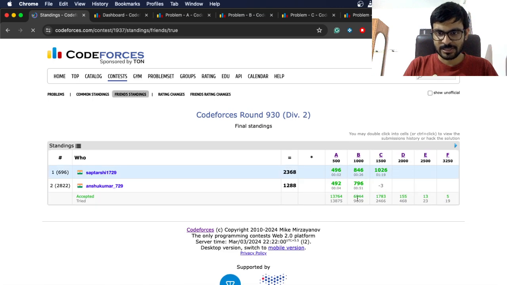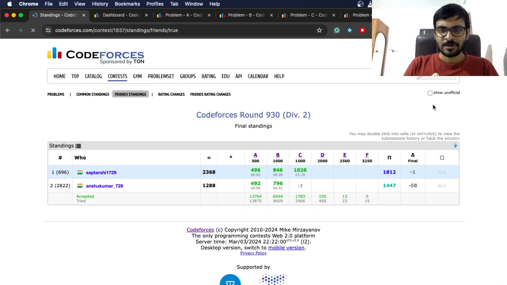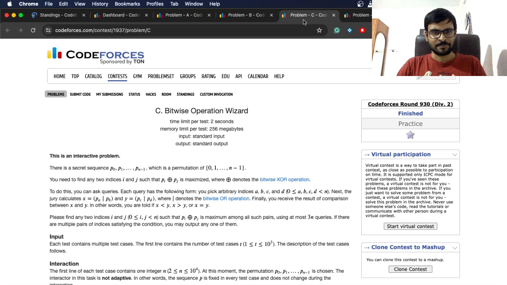During the contest, you can see 6044. I would say pretty low with respect to problem B. But fine. Now let us move to problem C. Problem C is Bitwise Operation Wizard.